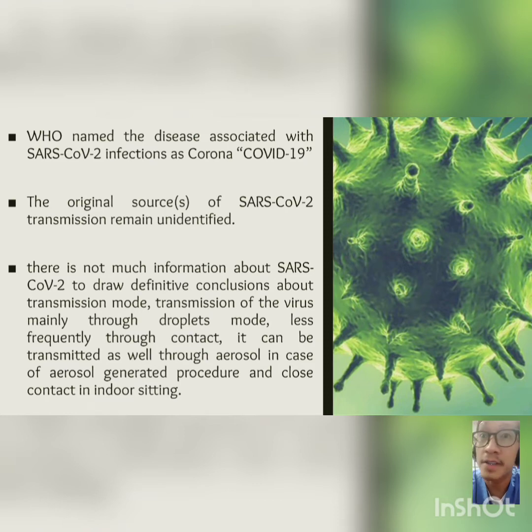However, there is not much information about SARS-CoV-2 to draw definitive conclusions about transmission mode. Transmission of the virus is mainly through droplet mode, less frequently through contact. It can be transmitted as well through aerosol in case of aerosol generating procedures, in close contact in indoor settings. Investigations are currently in progress. Some people may transmit the virus despite being asymptomatic. However, researchers do not know how often this may happen.